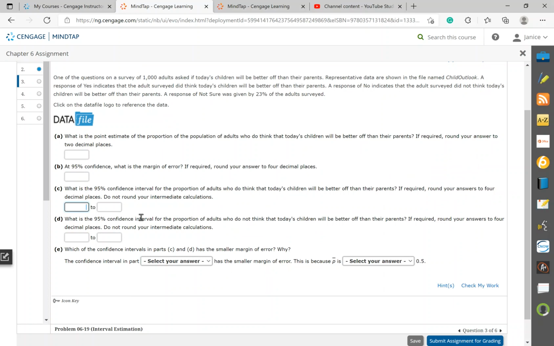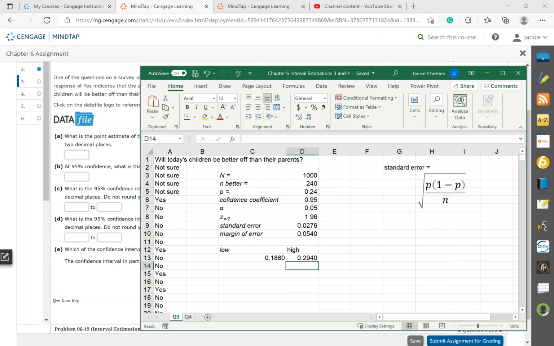Then it says, what's the 95% confidence interval for the proportion of adults who do not think that today's children are better off? Okay, well, just to answer that short little question, I've got to determine all of this stuff all over again. And let me change this to make this column better and this column worse. Okay, so out of my 1,000, I need to know how many felt that they were worse off.